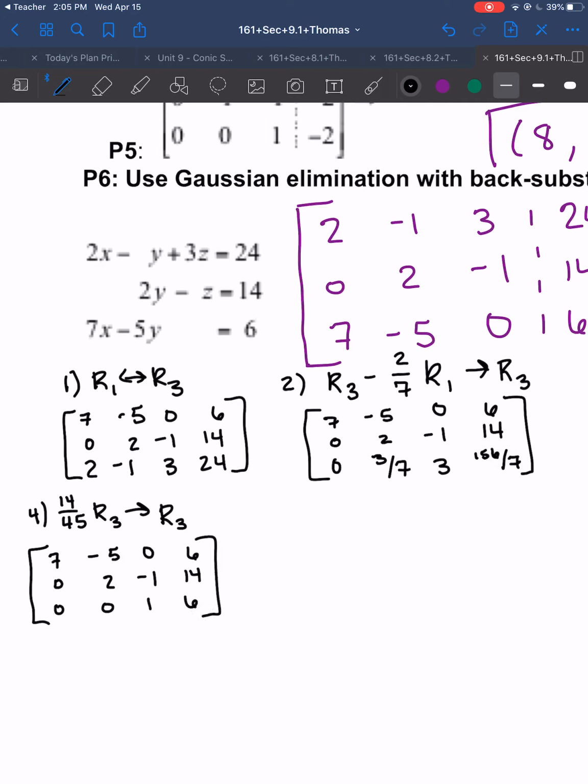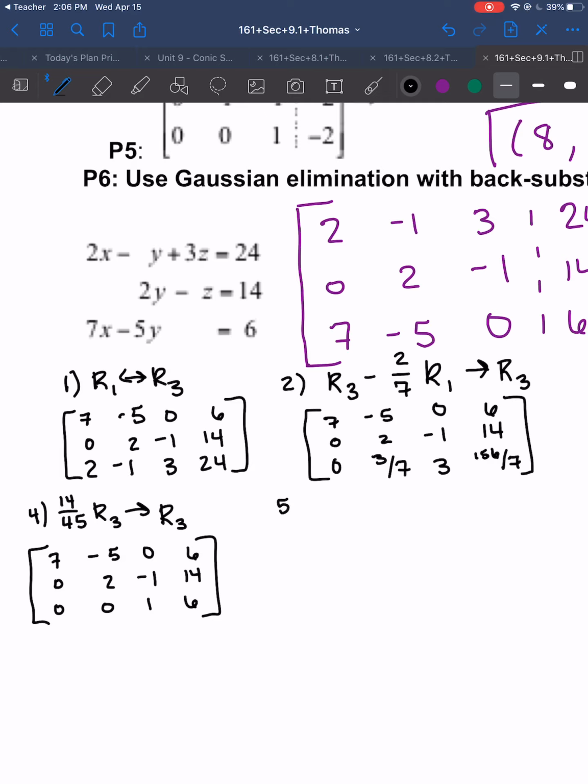Alright, so you could stop right there and use back substitution, because I have z equal to 6. You could use that right there if you wanted. However, I'm going to continue doing Gauss-Jordan elimination. But it's up to you.